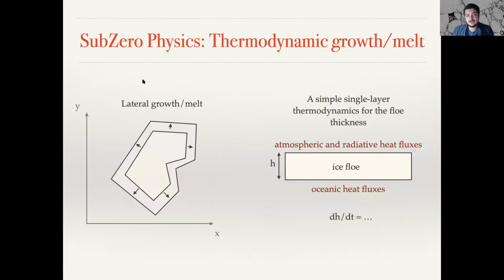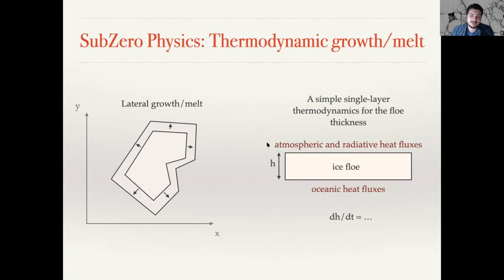In the same sense, we can have lateral melt, thermodynamic growth, lateral melt and growth as well. So we can change the polygons if there are ice ocean heat fluxes, let's say, melting it laterally, which is not really that important for big flows, but for smaller flows, it does become important. Thermodynamics, of course, is important for all the flows, and the vertical thickness of the flow is also changing according to thermodynamics, and according to whatever heat fluxes we have from the atmosphere as well as from the ocean.